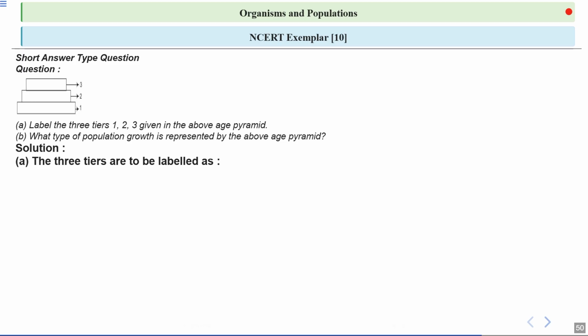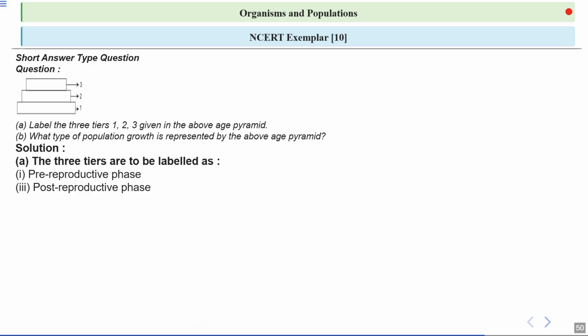Okay, so each tier represents a different age group in a population. Now the first tier is called the pre-reproductive phase. This includes all the young individuals who are not yet old enough to reproduce. Then you have the reproductive tier and then you have the post-reproductive tier. Clear? So the first tier is that of pre-reproductive, second is that of reproductive, and third is for the post-reproductive phase.